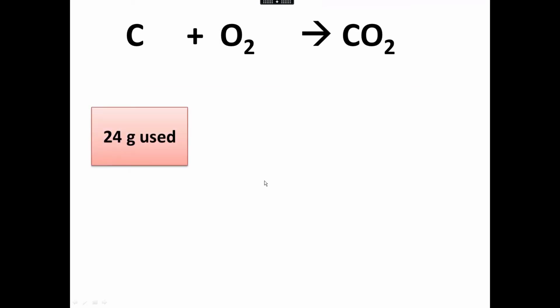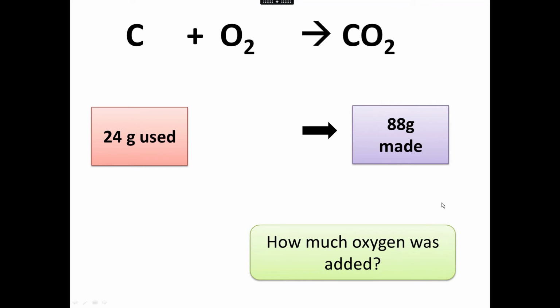Now, what if we use 24 grams of carbon instead? Then 88 grams of carbon dioxide would be made. We can predict that from a knowledge of atoms. But learning about the rule that the mass on the reactant side and the mass on the product side has to be equal overall, how much oxygen would be added to make 88 grams of carbon dioxide? Pause the video, think of an answer.